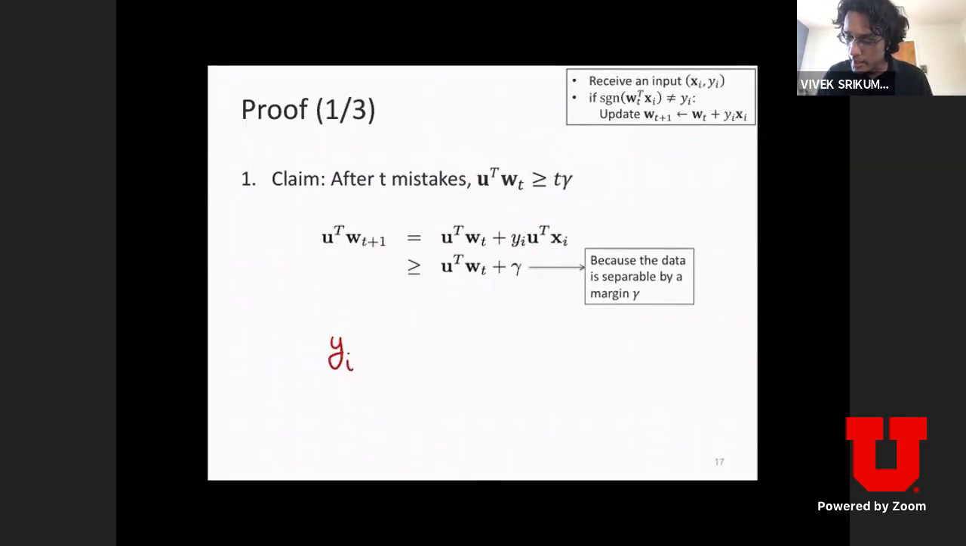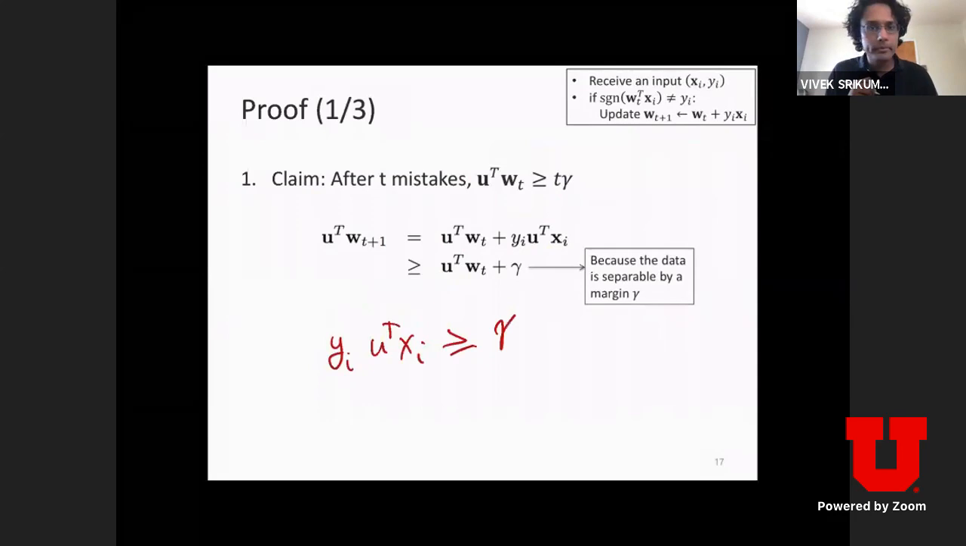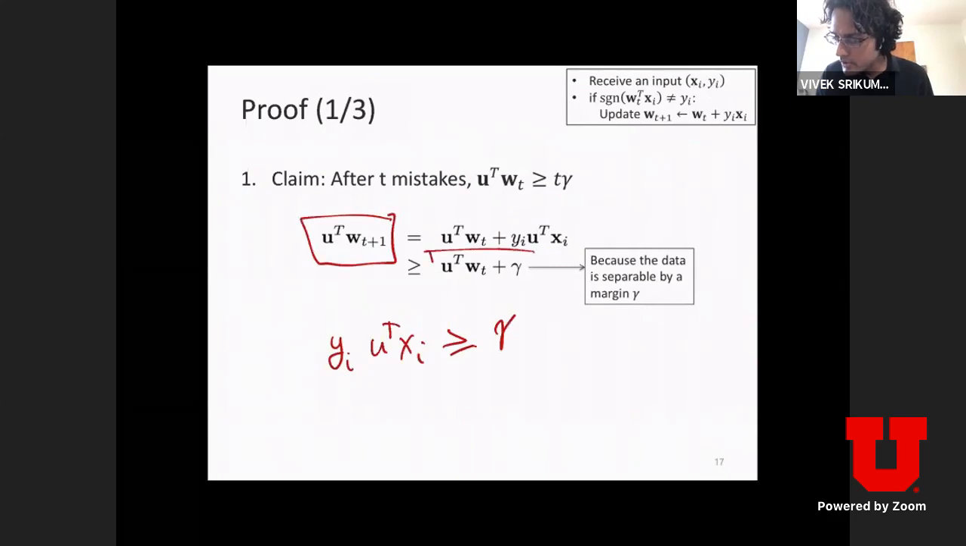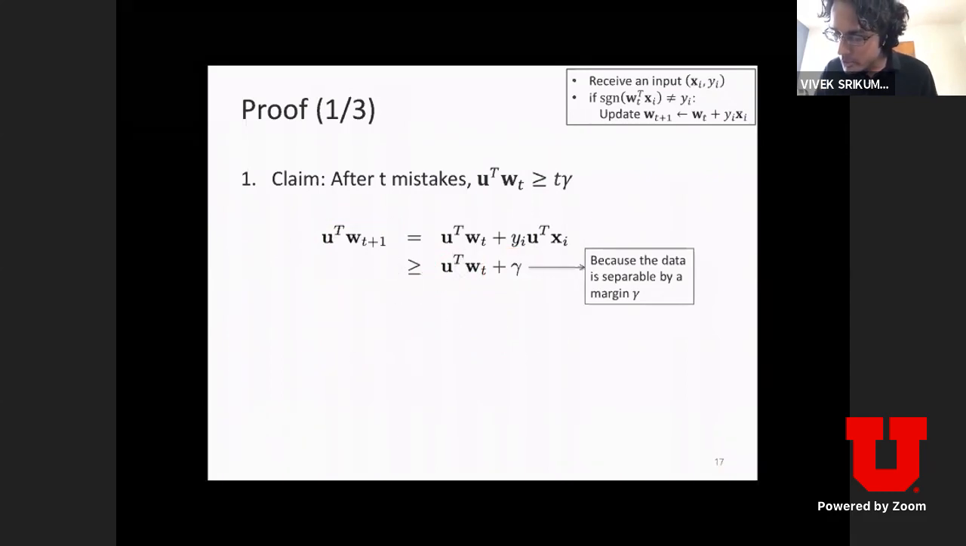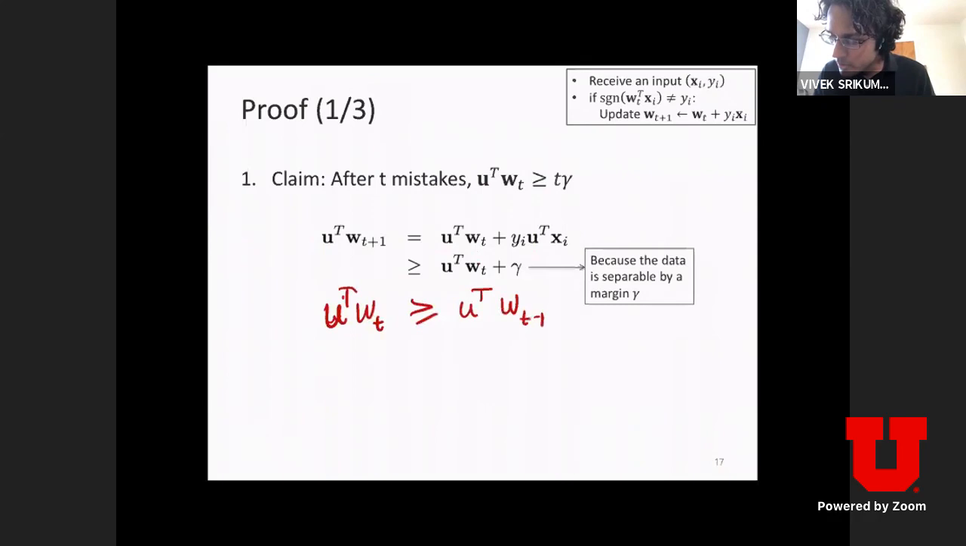So u_i, u transpose x_i, by definition, is going to be at least gamma. The data is separable by a margin gamma. So we've set up a simple recursion here. This quantity u times w_{t+1} is greater than or equal to u times w_t plus gamma. But u transpose w_t itself is greater than or equal to, using the same argument, u transpose w_{t-1} plus gamma, and so on.